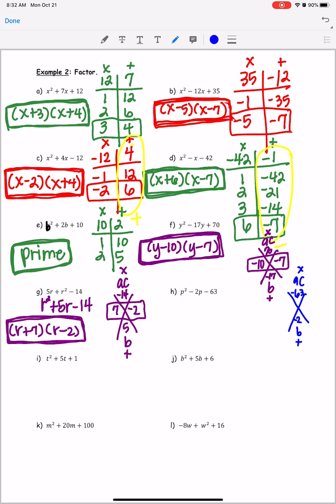Because my B is negative, this is going to be negative 9 and a positive 7. Negative 9 times 7 is negative 63. Negative 9 plus 7 gets me to that negative 2. So now this factors to p minus 9 and p plus 7. And of course, all of these we could be FOILing to check, and you can always switch the order of that binomial.